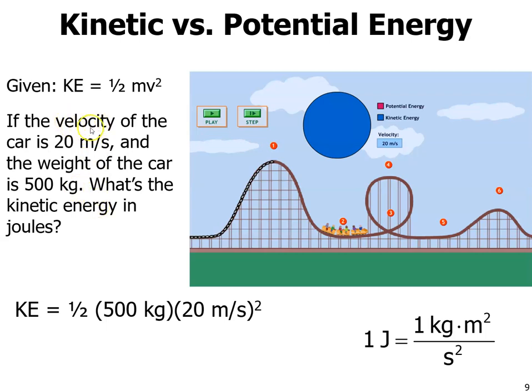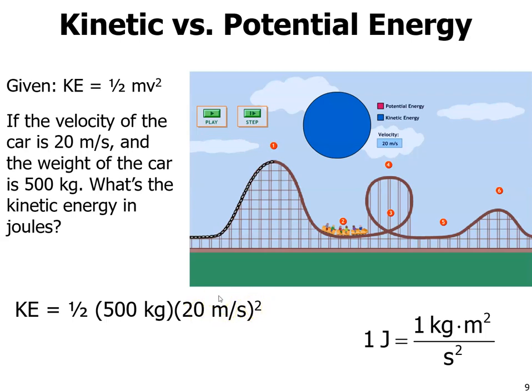So if we have a velocity of this car here, let's say it's 20 meters per second, and the weight of the car is 500 kilograms. So this weighs 500 kilograms. What's the kinetic energy in joules? When we're looking at these, I'm going to just plug and chug these values. The kinetic energy, remember, is half of the mass times the velocity squared. So I'm going to take half of 500 kilograms, which is the weight of the car, times 20 meters per second, and I'm going to square that value.